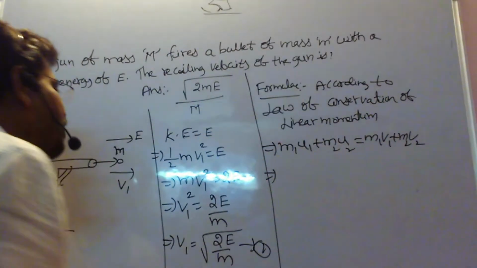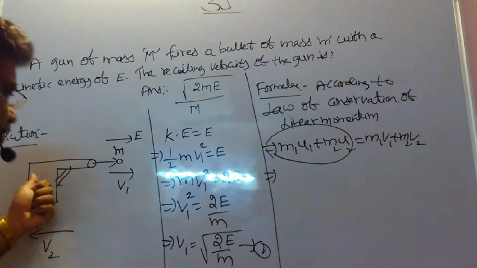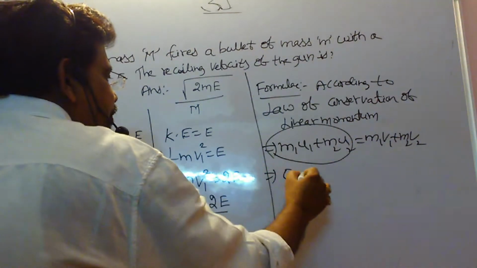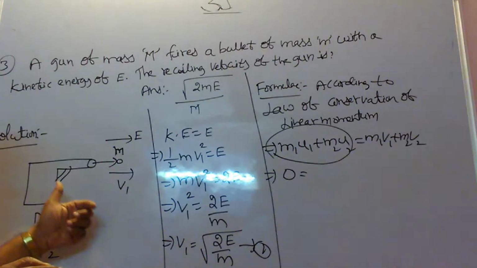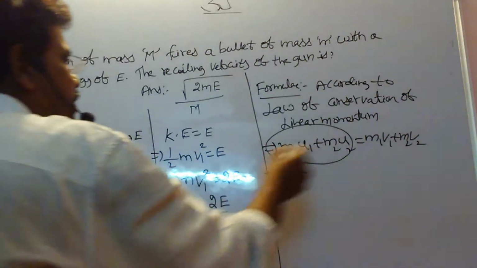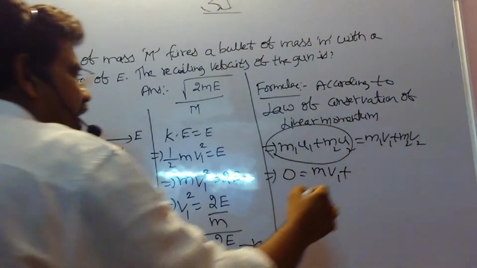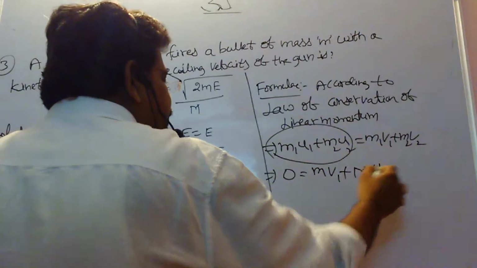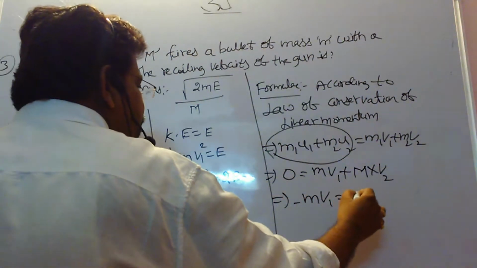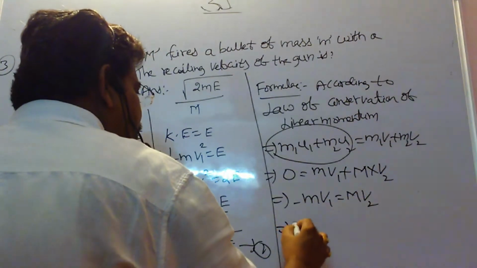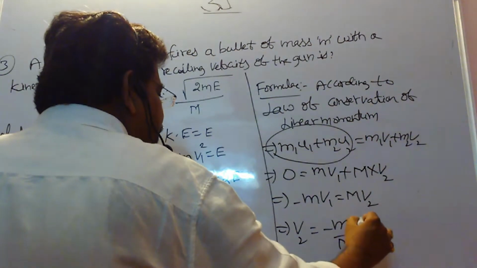This is our formula. The left side belongs to before collision total momentum. Before firing, the gun is at rest and the bullet is also at rest, so this total is 0. After firing, the bullet goes in this way with velocity v1, and the gun goes backward with velocity v2. So I take small m v1 plus capital M into v2. What I want is v2. Now this implies small m v1 equals capital M v2, so v2 equals minus small m by capital M into v1.